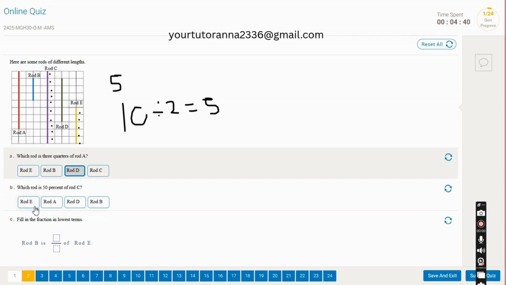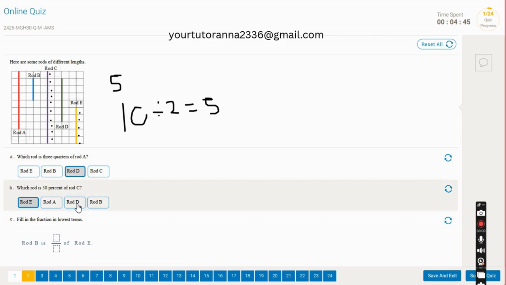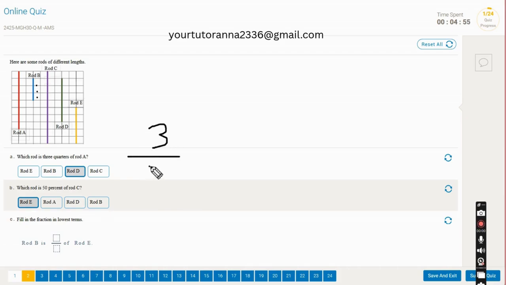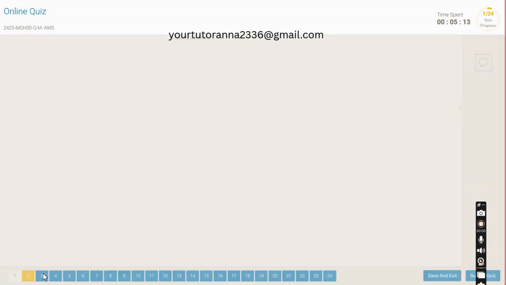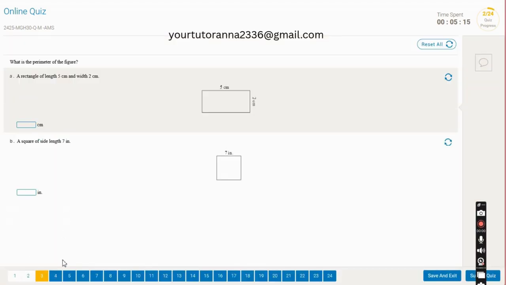Rod E. Now they're asking us to fill in the fraction in the lowest term. So rod B is what fraction of rod E? Let's see how many blocks rod B is. 1, 2, 3. It's 3 blocks. How many blocks is rod E? 1, 2, 3, 4, 5. So 5 blocks. Rod B is 3 out of the 5 blocks. It's 3/5 of rod E. That's what we're trying to look for there.